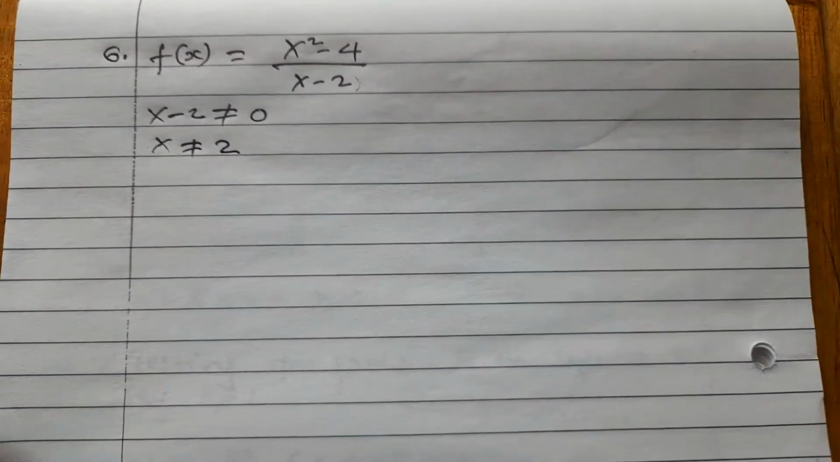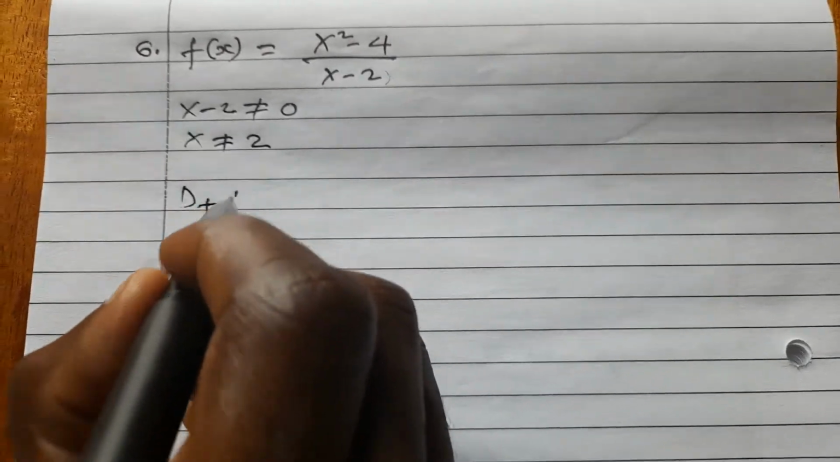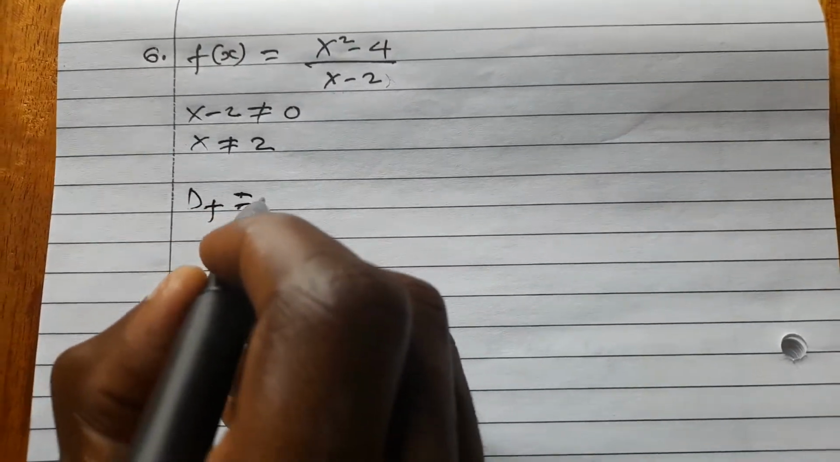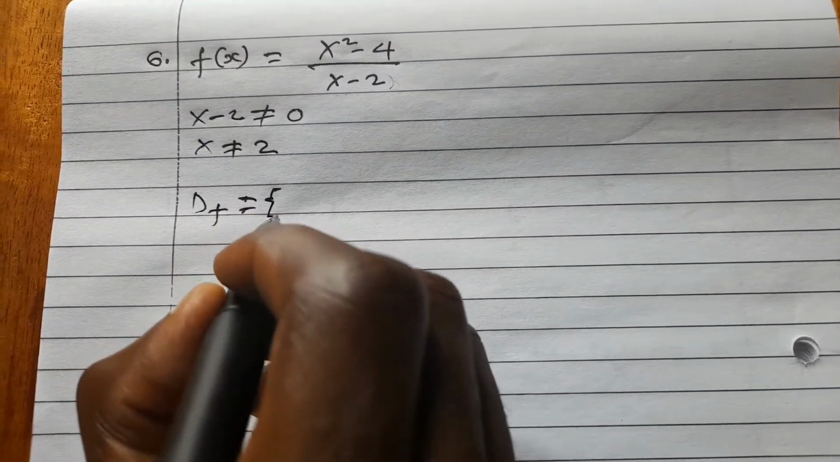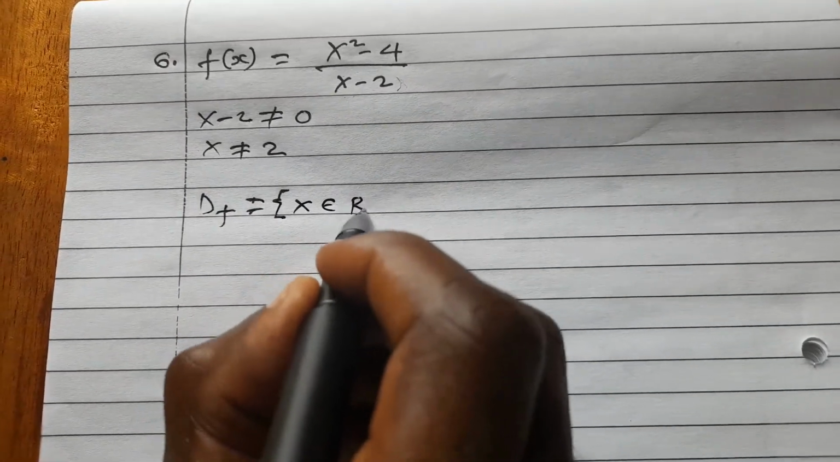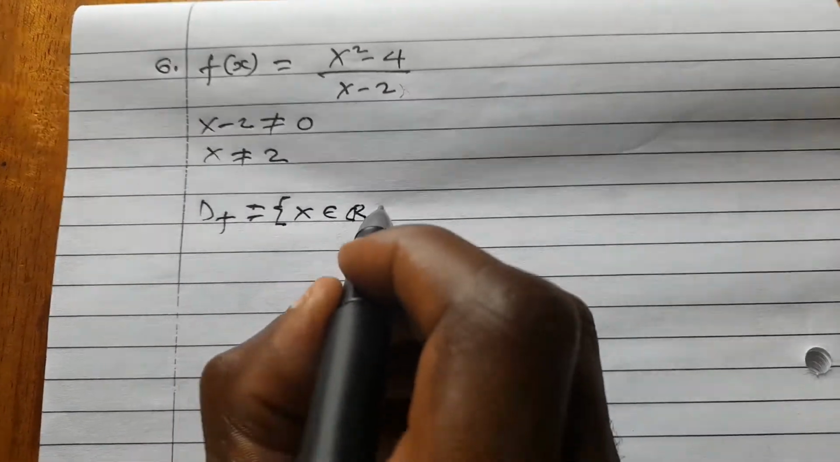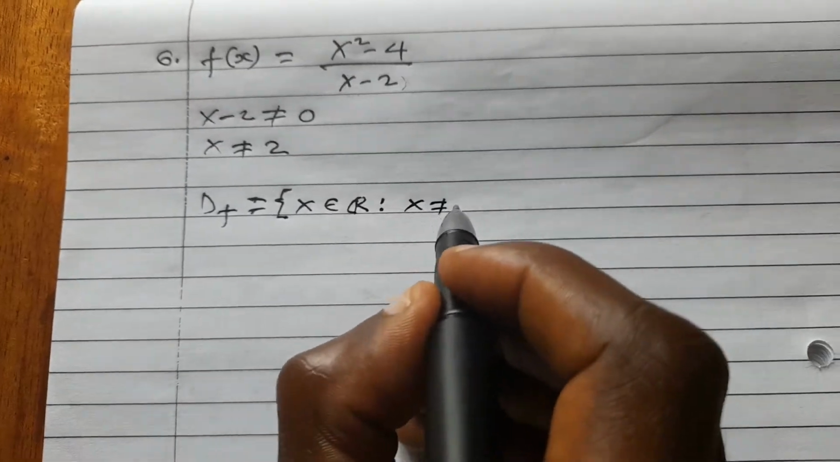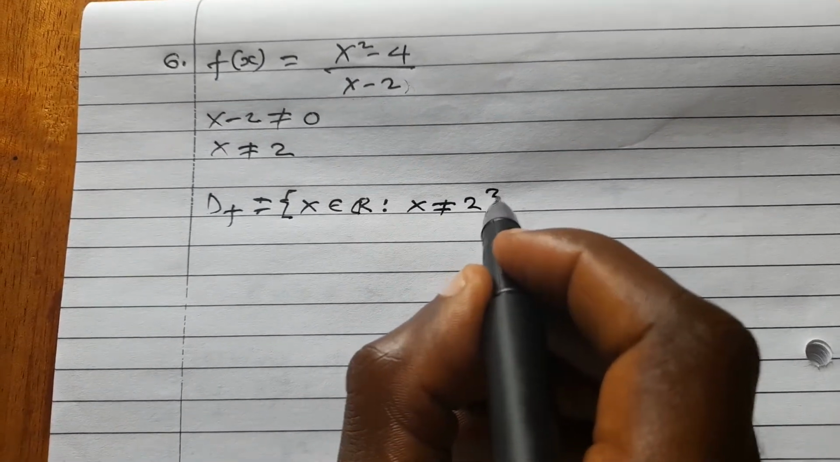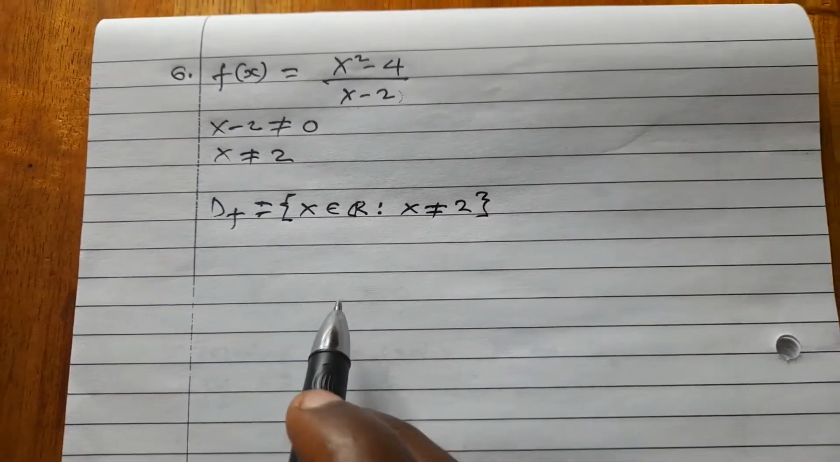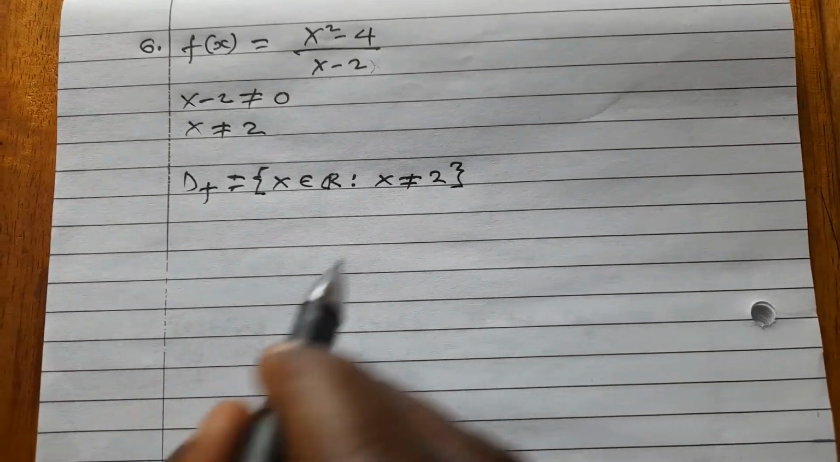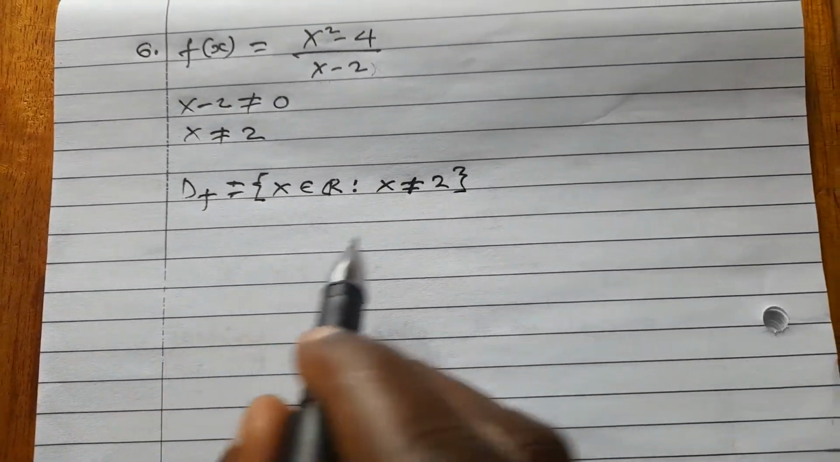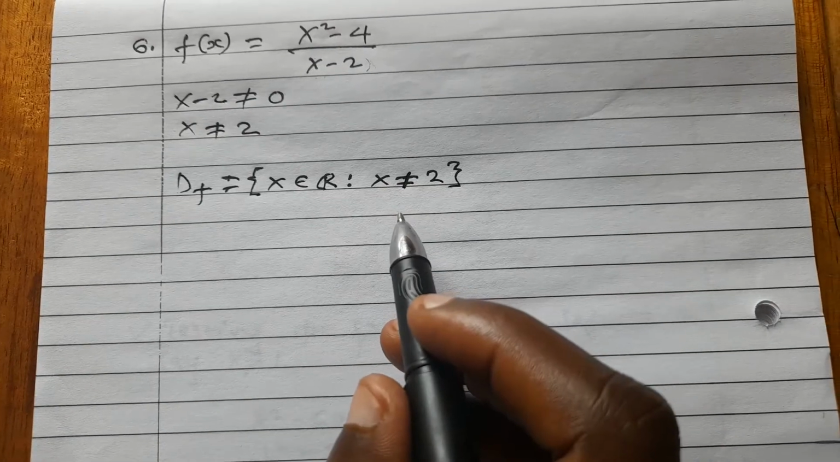Now, the domain of this function f is given by the set of all real numbers x such that x is in the real numbers, except when x is equal to 2. So x must not be equal to 2. We are excluding that part.